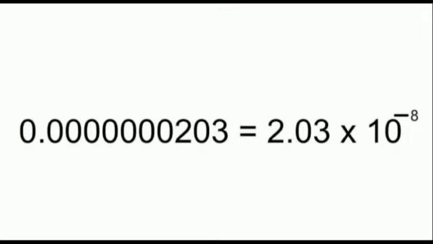So we can write this number as 2.03 multiplied by 10 raised to the power minus 8.